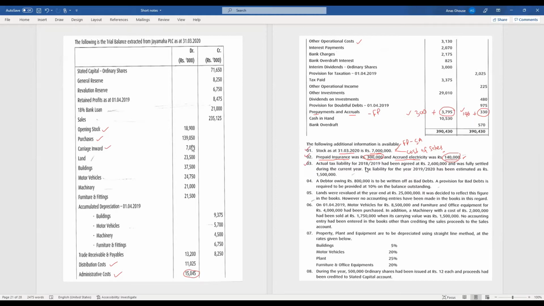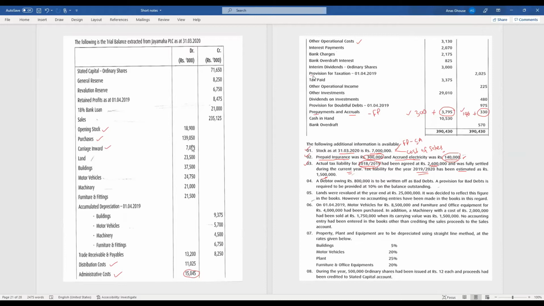Actual tax liability for 2018-2019 had been agreed at 2.6 million, and was fully settled during the current year. Tax liability for the year 2019-2020 has been estimated as 1.5 million. So this is the current period. So this is the previous period. Now let's move on to the trial balance and we'll see. So what are the information given?